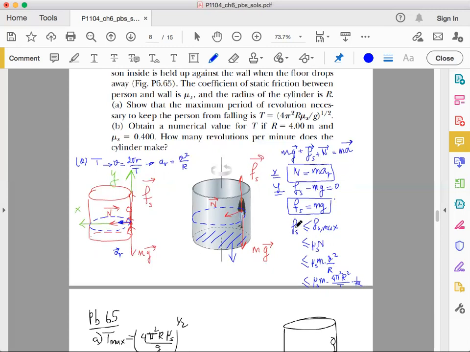And on the other side, we know that Fs is equal to m times g. So we found an equation where we have a condition on the period T. So we end up with mg should be less or equal to mu s times m times 4 pi squared R squared over T times 1 over R. And now all we need to do is just cancel out the terms. So we have m and m on both sides. We have R squared and we have R. And so we end up with g smaller or equal to 4 pi squared R times mu s over T.